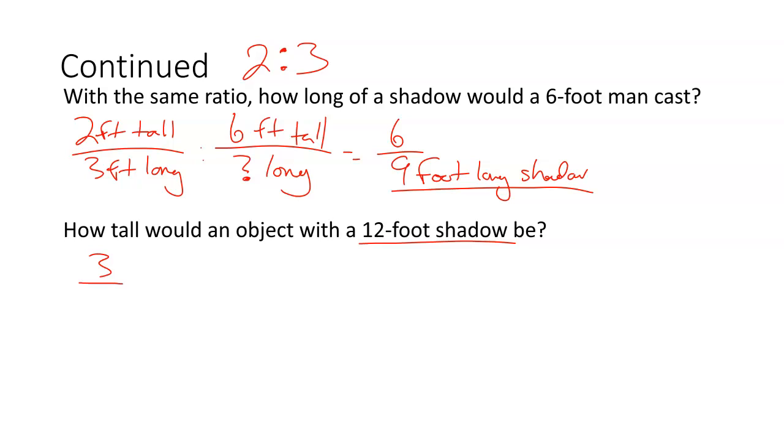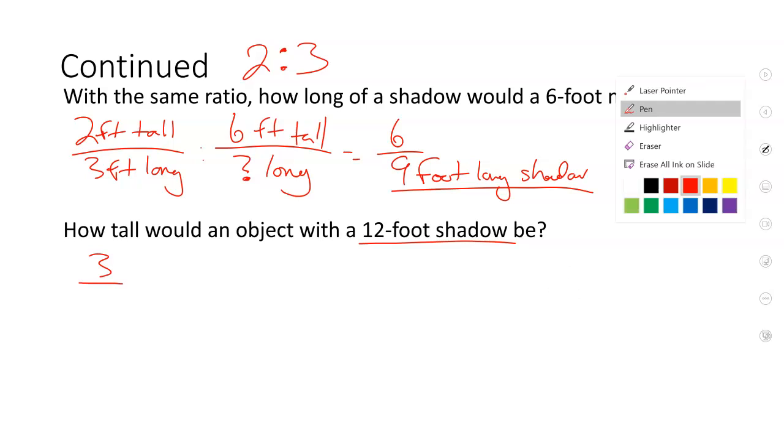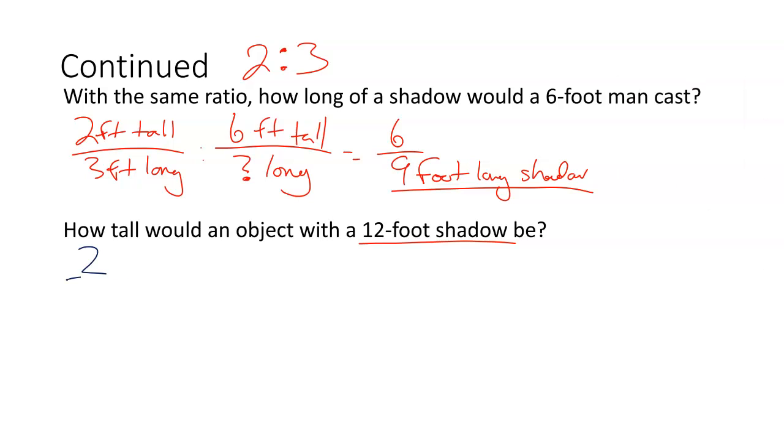So again, we've got the same ratio of 2 to 3. And I want to know how tall the object would be if I have a 12-foot shadow. How tall would the object be with a 12-foot shadow? 8. Okay. Again, that gives me the same relationship. I'm comparing height to length. I need to end up with a ratio that is always equivalent to 2/3.